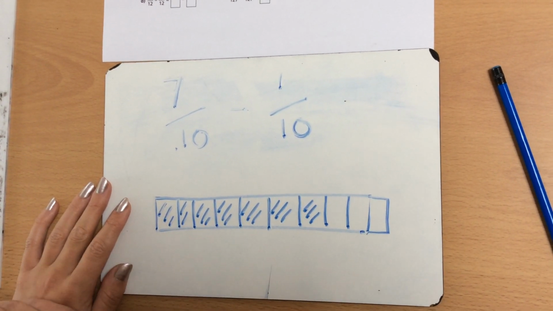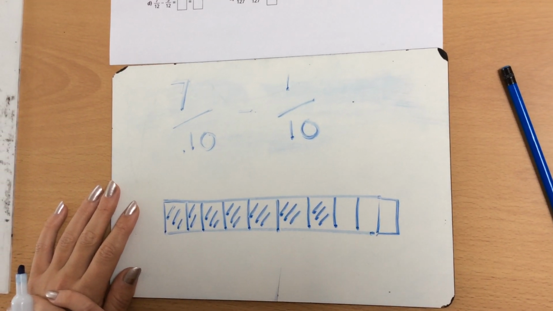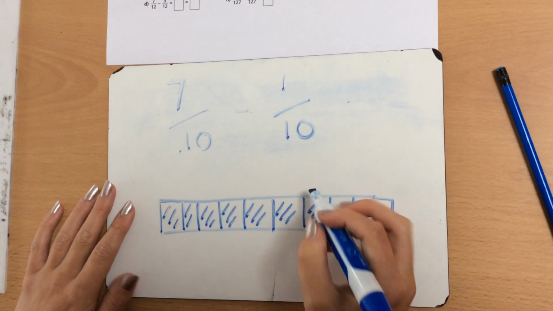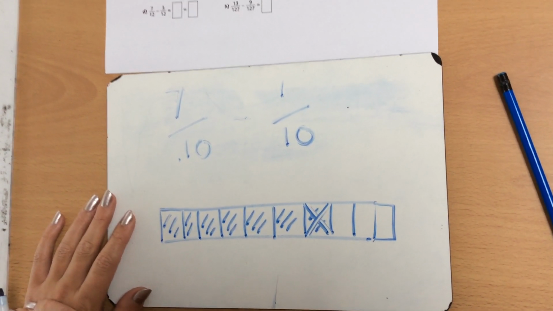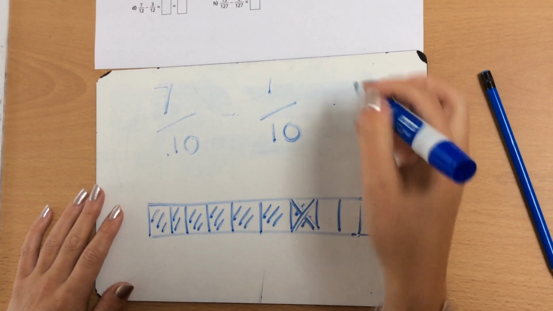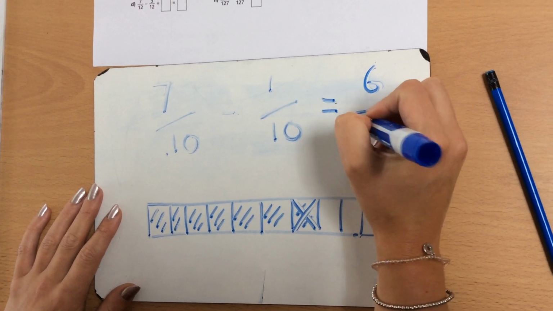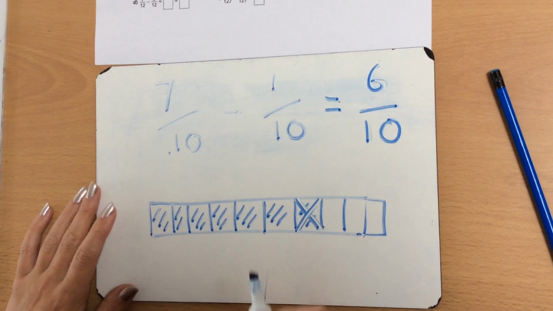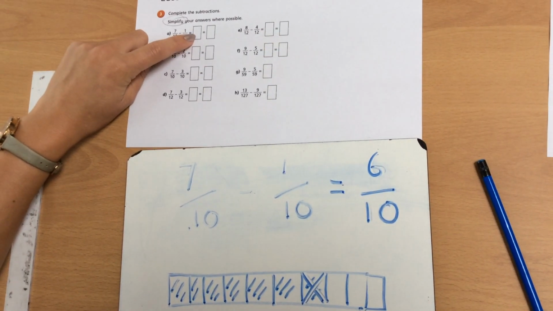My pen decides to wake up now. Now, I need to take away 1/10. So as you should have done before, I just need to then cross out 1/10. So how many tenths am I left with now? 1, 2, 3, 4, 5, 6. So 7/10 take away 1/10 is 6/10. And that's what you need to fill in the first box on the activity sheet here.